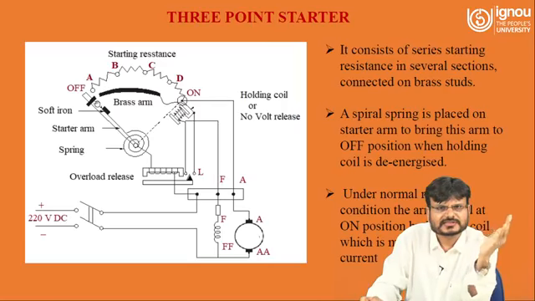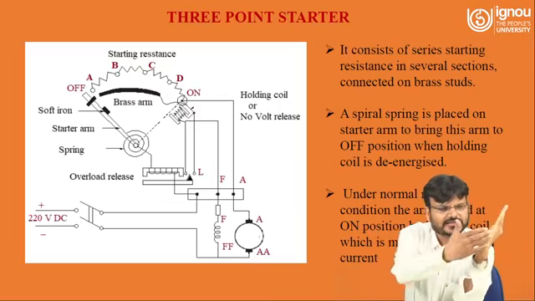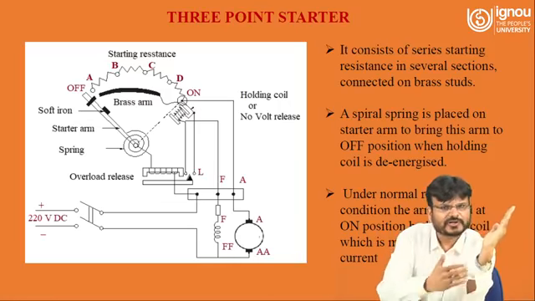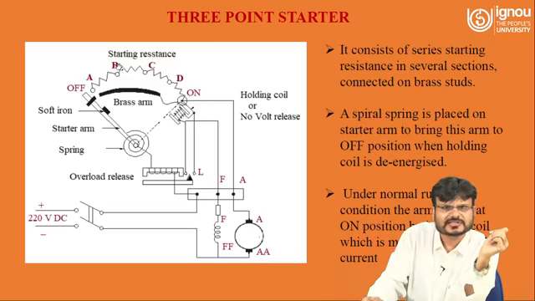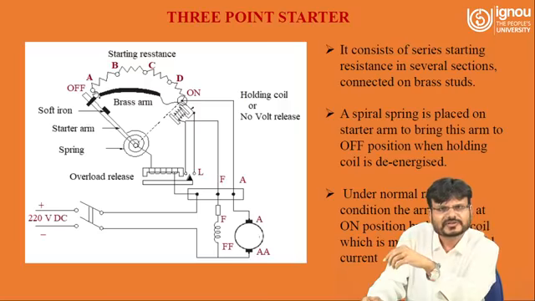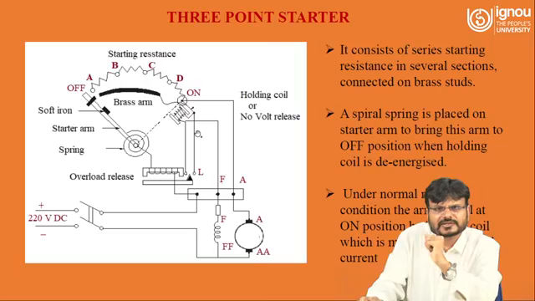Once this starter arm moves, it will move like this. At the starting point you are putting the whole resistance in series with the armature, and you can say this total resistance can be understood as A to D. Now again you can see a spiral spring is placed on the starter arm to bring this arm to the off position when the holding coil is de-energized.